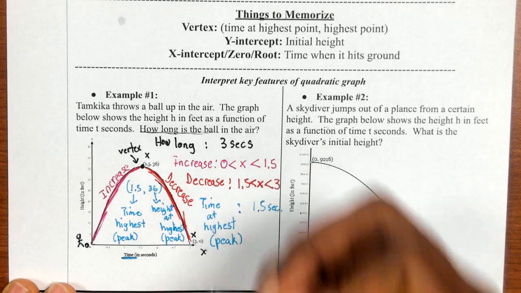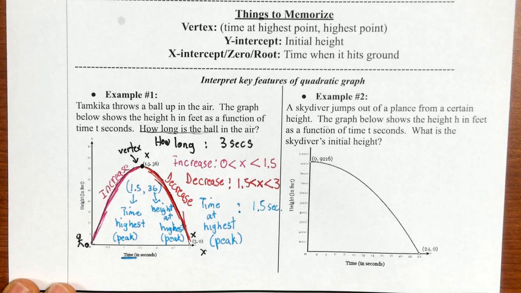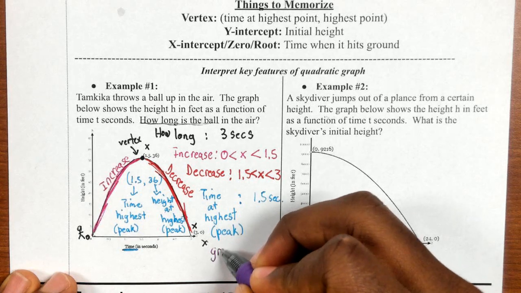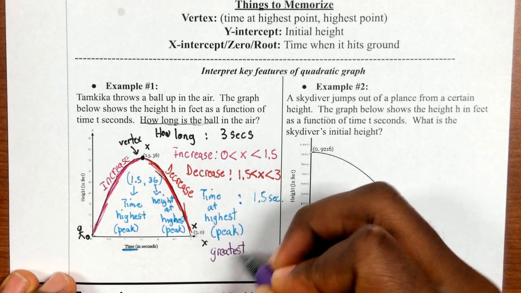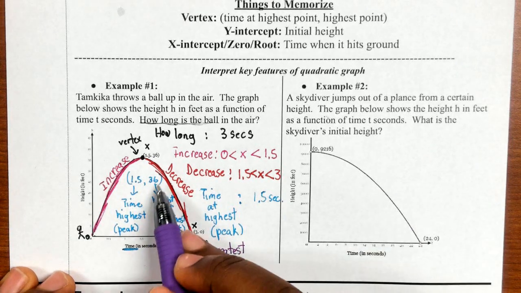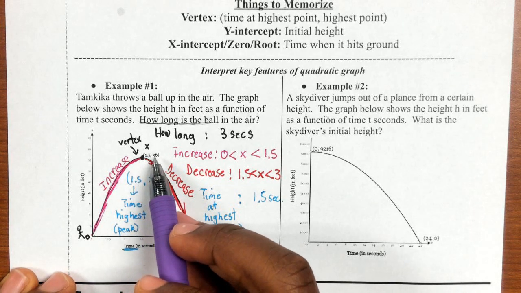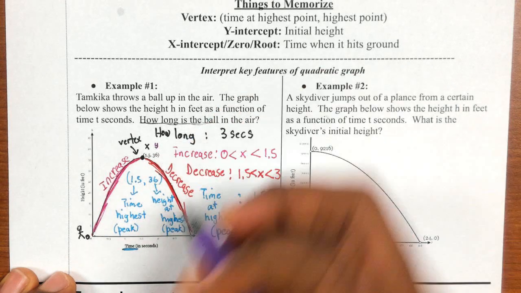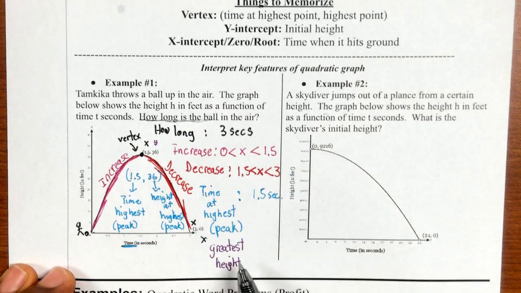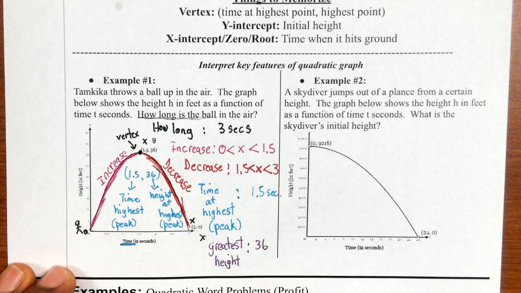So again, I'm trying to give you all the information you might need. What if it now asks you what is the greatest height, or the height at its peak? What would the greatest height be? It would be 36, because that's where it's at its highest point, and the y value represents the height. So the greatest height would be 36.